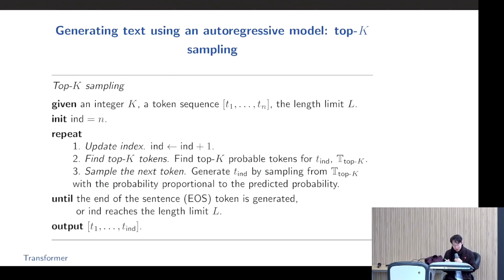Another thing you can do is very simple. As opposed to greedy decoding, you find the top k probable tokens. K is a prefixed hyperparameter. So you only expand the top k tokens and you sample the next token, and we repeat this process until the end of sentence token is generated or you hit the length limit.